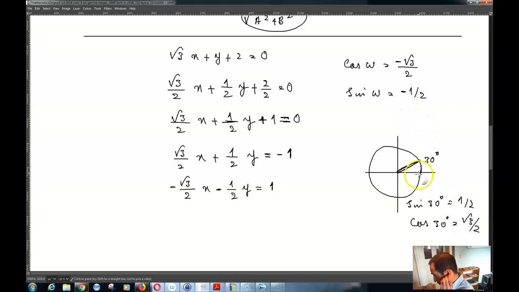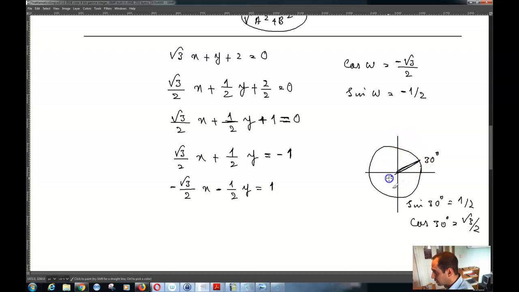Now, this angle has to be somehow transported to some other quadrant in which both the sine and cos are negative. If you come over here, you will see that your sine is still positive, your cos is negative. Over here your cos is negative, your sine is negative, and over here your cos is positive, your sine is negative. So you have to come somehow over here.